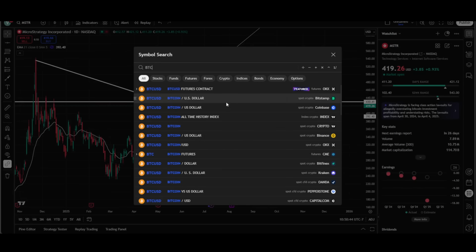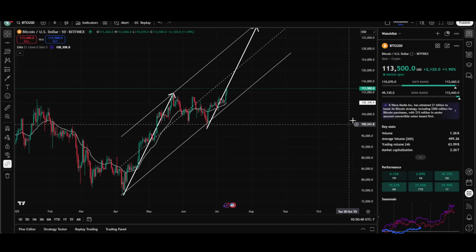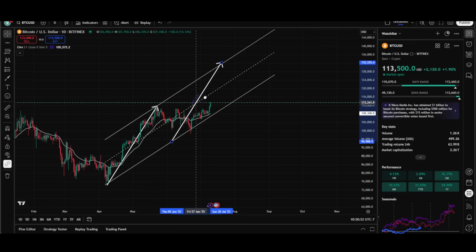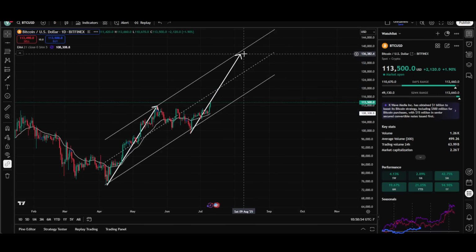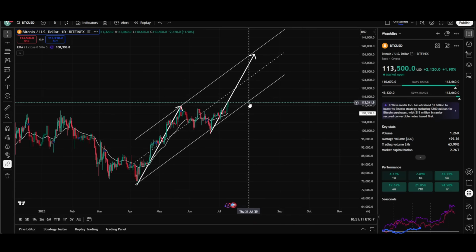Let's take a look at Bitcoin on the daily chart, Bitfinex chart, and similar situation. There's a channel in play, and if we go for a measured move target for Bitcoin, it's about $136,000, probably by early August. So today is a new all-time high, 113,660. Most likely, it's probably not going to stop. I don't think this is going to be the top. It's very tricky to call a top. It's a very low probability thing.